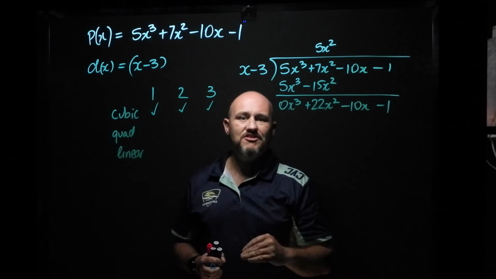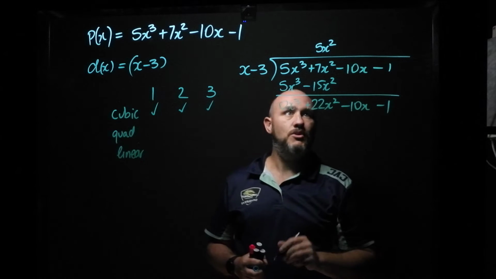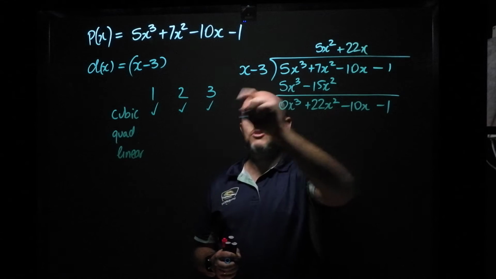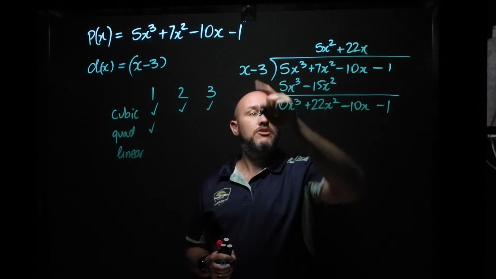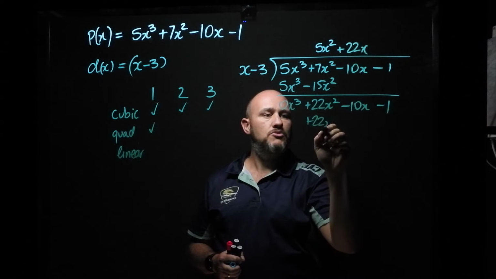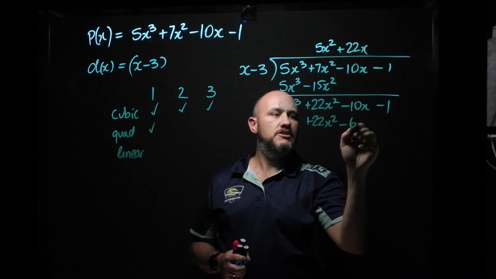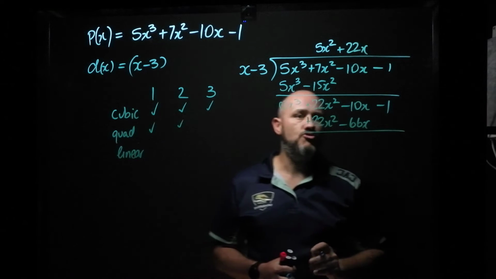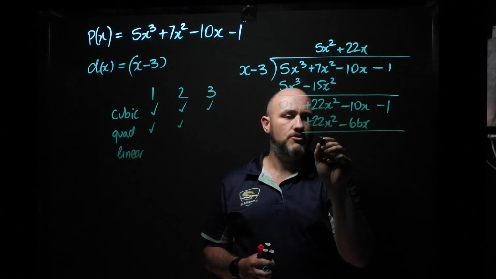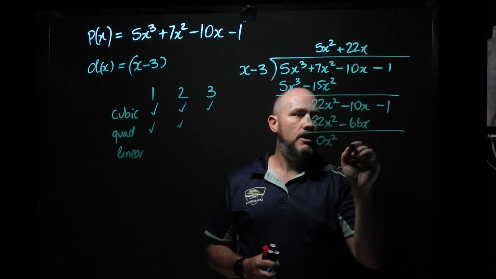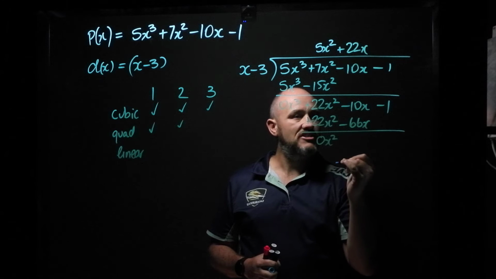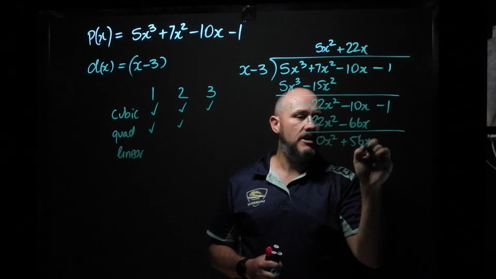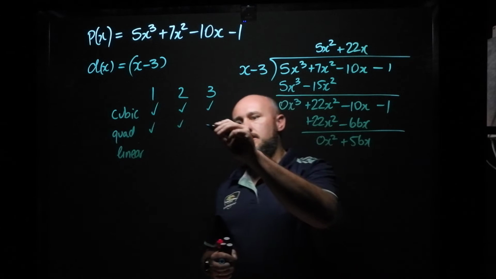And we follow the same process again. x into 22x squared is 22x. That's step 1 by the way. 22x times this is 22x squared minus 66x. That's step 2. Step 3 is the subtraction. 22x squared minus 22x squared is 0x squared, and then minus 10x minus negative 66x is plus 66x, so we get plus 56x, and that's step 3.